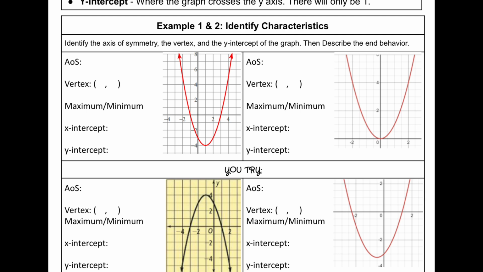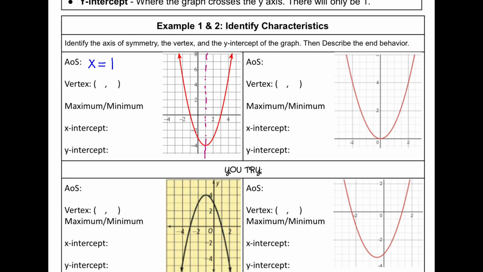So if we take a look at this graph, we can see that the middle would go right down right here. So that would be our axis of symmetry. Remember that the axis of symmetry is a line. So when you write down that axis of symmetry, it has to be an x equals. If it doesn't say x equals, it's not correct. And in this case, x equals positive 1. So x equals 1. It goes right through that 1 on our x-axis.